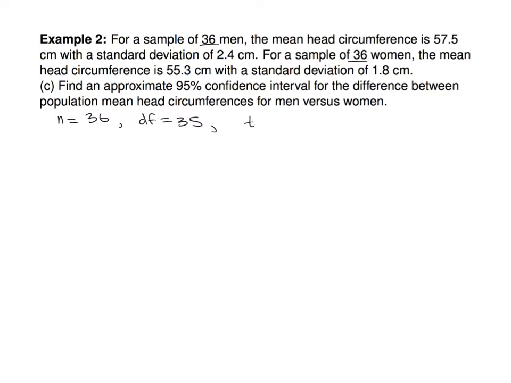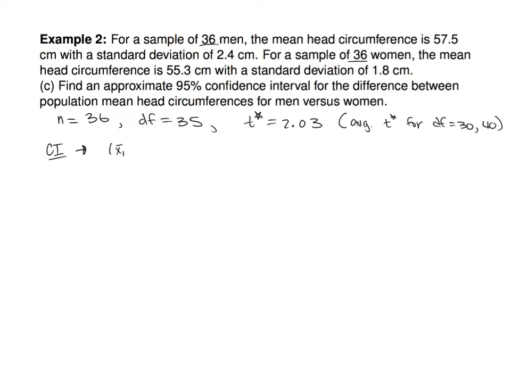And I'm going to take t star equal to 2.03, because 35 isn't on my table, but I averaged the t star for df equals 30 and 40. That's how I found that. Now the format of this confidence interval is just a teensy bit different, but not much, because you're talking about a confidence interval for the difference.